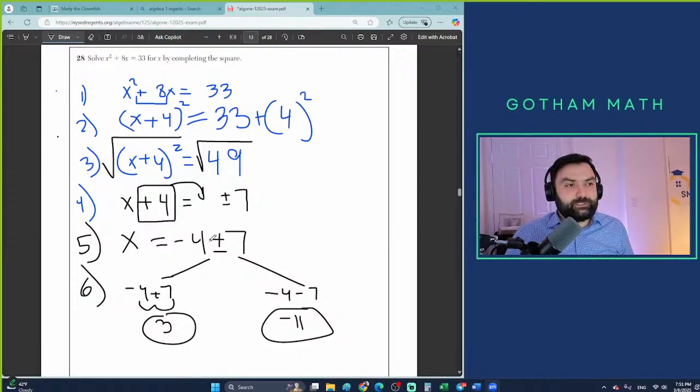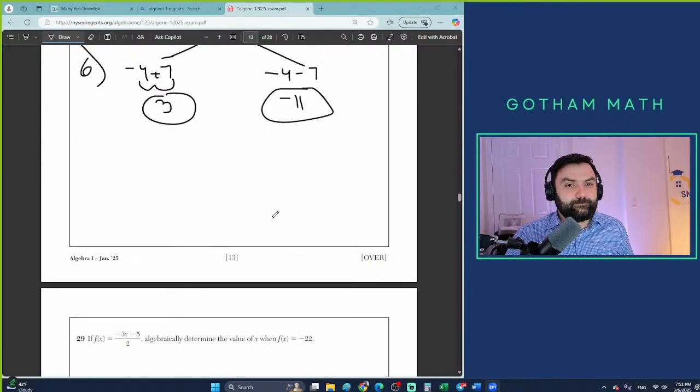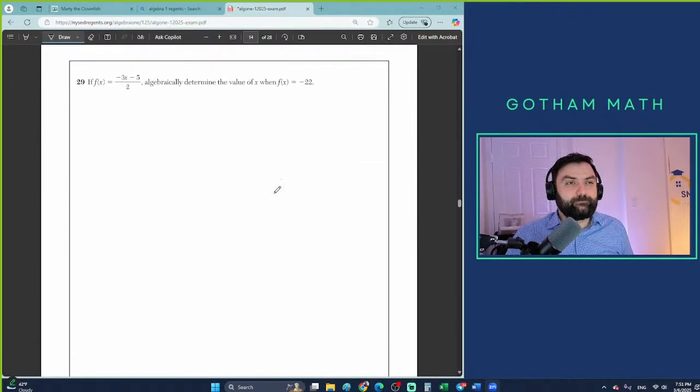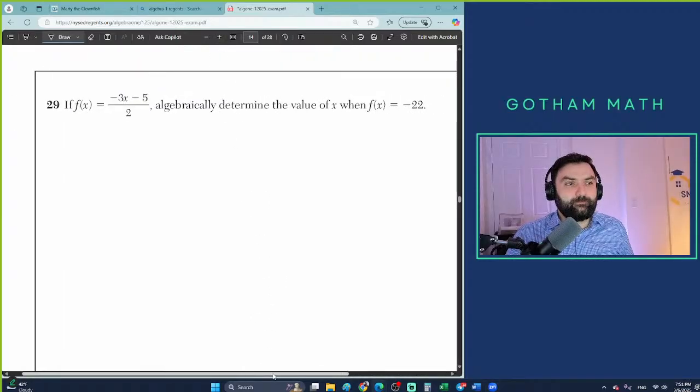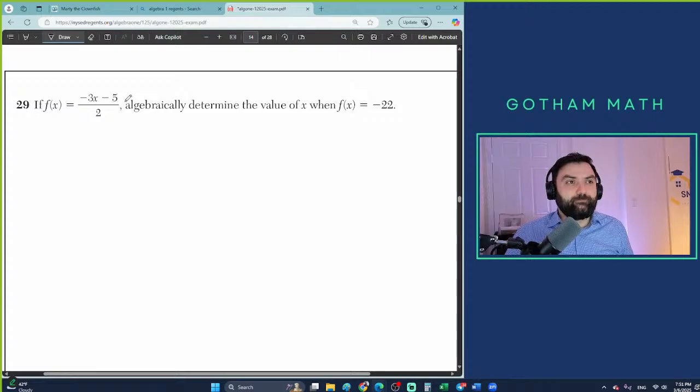Next question, guys. If f(x) = (-3x - 5)/2, algebraically determine the value of x when f(x) equals negative 22. All right, let's do it.